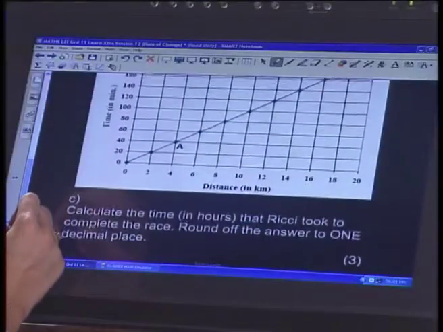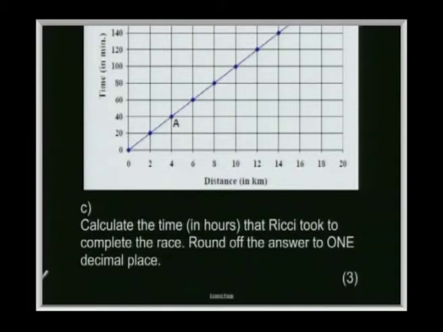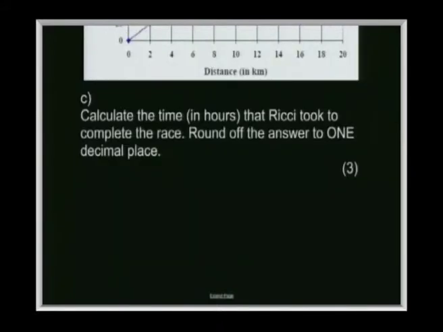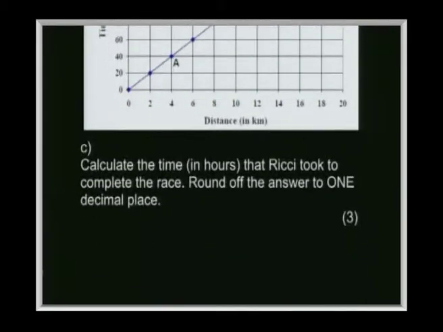Let's have a look at our next question. We're now looking at C. Calculate the time in hours that Ricky took to complete the entire race. Round off the answer to 1 decimal place. Well, we know that Ricky took 200 minutes to complete the race, but our question asks us to do it in hours. So 200 minutes divided by 60 to convert it to hours.